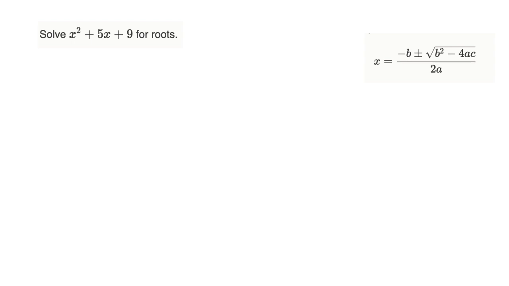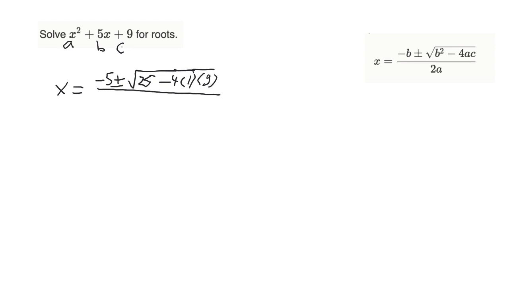So using the quadratic formula, all you have to remember is what the a, b, and c mean, and really these are just the coefficients on the x terms. So in this case, if we're solving for the roots, we have x is equal to negative b, which is negative 5, plus or minus the square root of 5 squared, which is 25, minus 4 times a, which is 1 in this case, times c, which is 9, all over 2a, which is just 2.